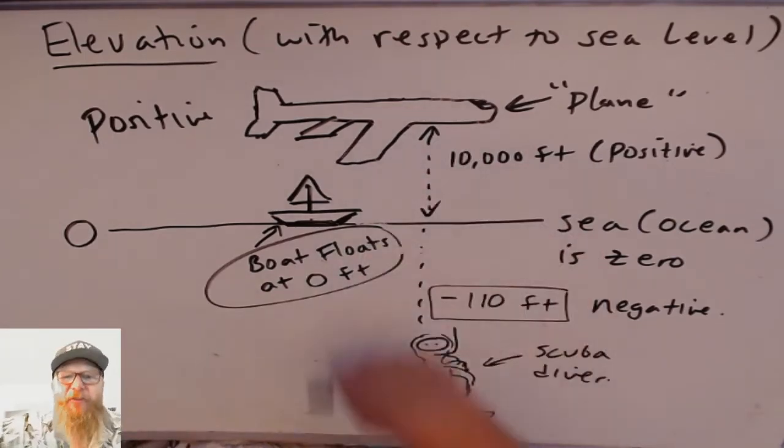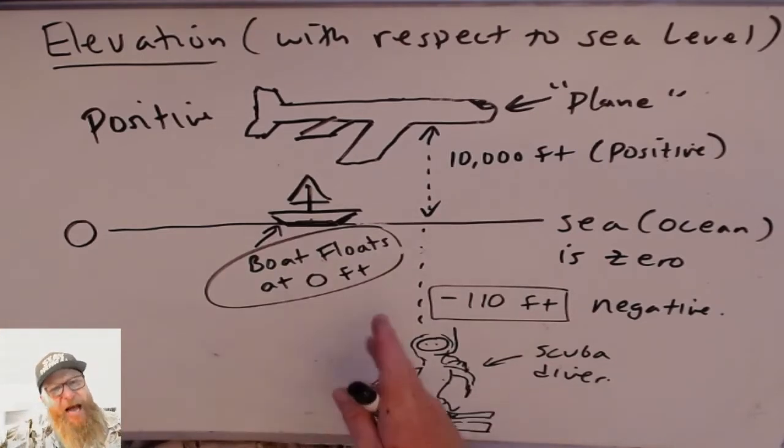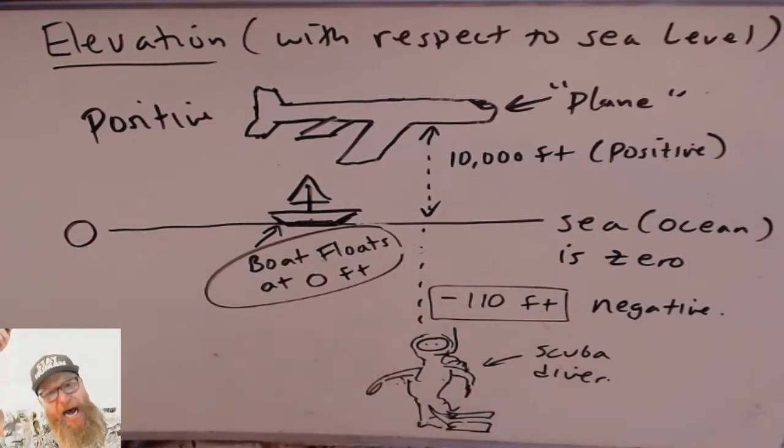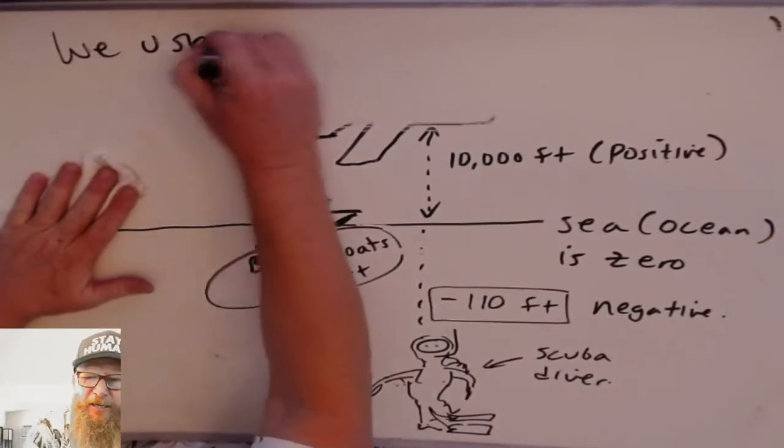Now, although we often think of integers vertically in terms of life, you know, up and down and high and low, mathematically we use a number line.